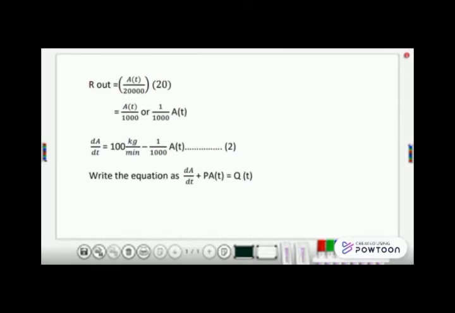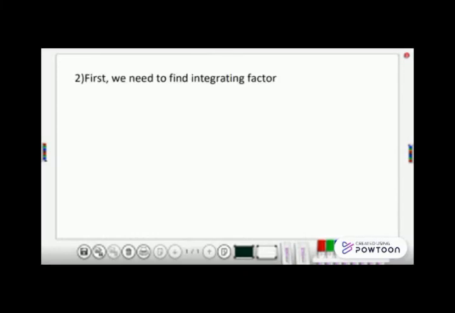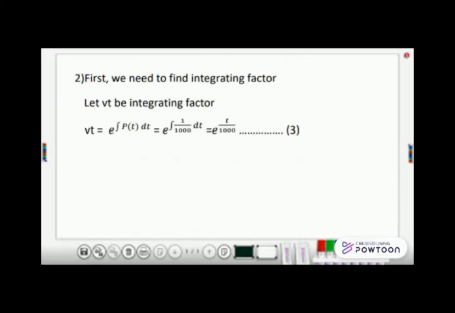Write the equation as dA/dt plus p(t)A equal q(t): dA/dt plus 1 over 1000 A(t) equal 100. Then we need to find the integrating factor. Let v(t) be the integrating factor. v(t) equals e to the power of the integral of p(t) dt, equal to e to the power of the integral of 1 over 1000 dt, equal to e to the power of t over 1000, be equation number 3.